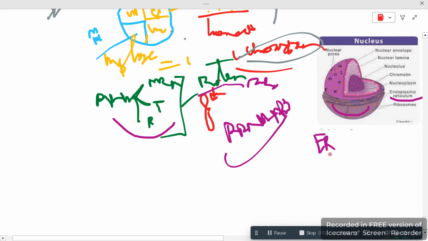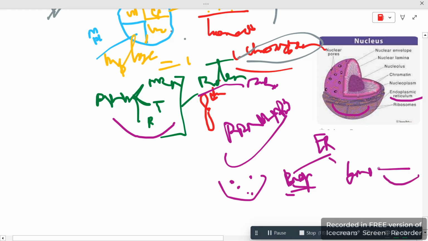What are these two parts? This is rough endoplasmic reticulum, and the second is smooth endoplasmic reticulum. Rough simply describes the structure: the body is rough, not flat or smooth. If this is the body, on this you will have some structures, so this body becomes rough. And if you talk about smooth, there's nothing present, this is the complete structure.